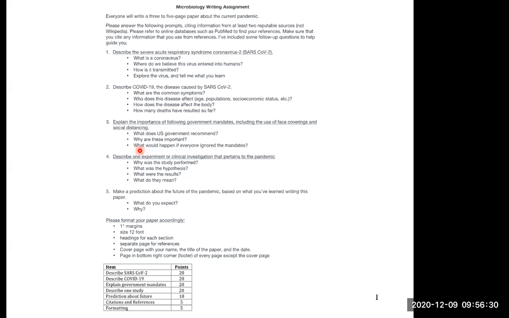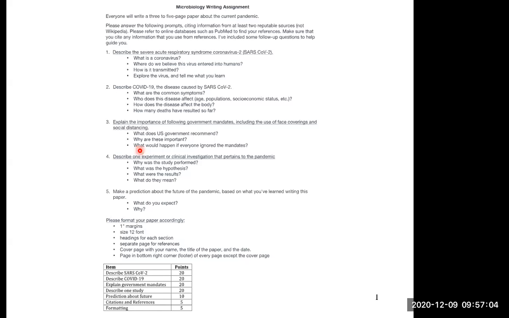I want you to tell me something about the SARS-CoV-2 virus, the virus that causes COVID-19. Some questions you can answer are, what is a coronavirus? Where did it enter the human population? How is it transmitted? Just general things about the virus. I want to know about the disease. What does the disease look like? Who gets it? What are risk factors? Who's more prone than others? Again, you don't have to answer all of these. Just answer some of them. Answer the main question that is numbered.